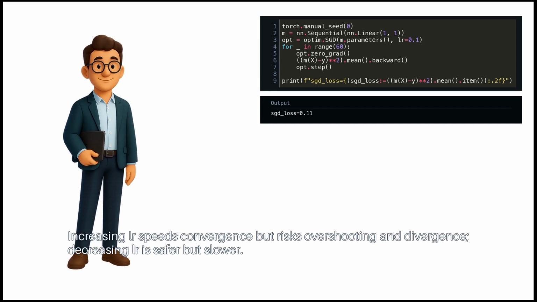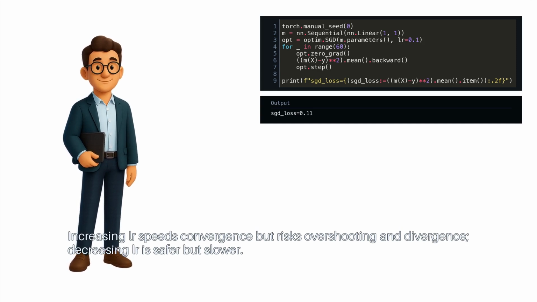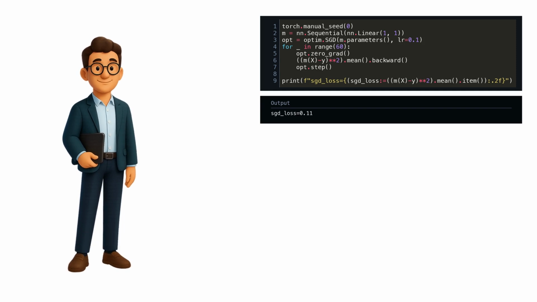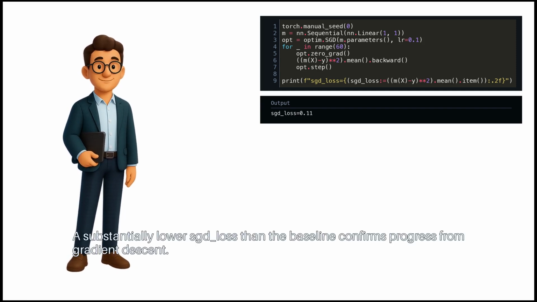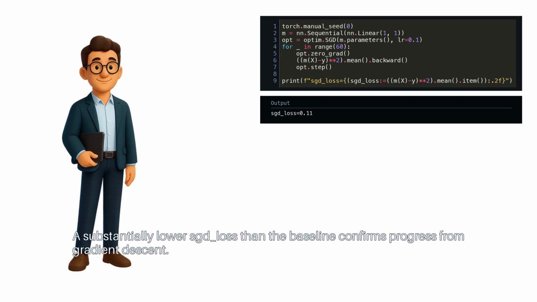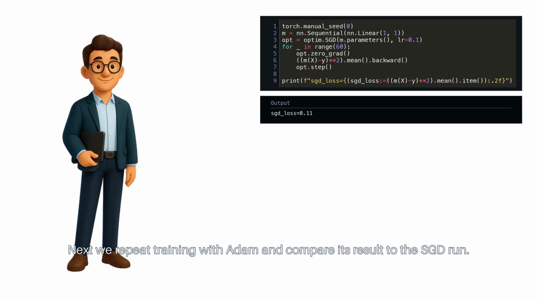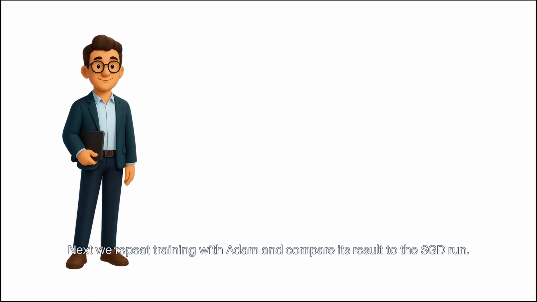Increasing lr speeds convergence, but risks overshooting and divergence. Decreasing lr is safer, but slower. A substantially lower SGD loss than the baseline confirms progress from gradient descent. Next, we repeat training with Adam and compare its result to the SGD run.